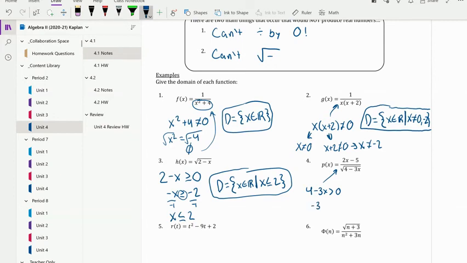So subtract the 4, you get negative 3x is greater than negative 4. Divide by the negative 3. Don't forget to flip your sign. So x is less than positive 4/3. Okay, so again, we write that as, your domain then is x is in all reals such that x is less than 4/3.